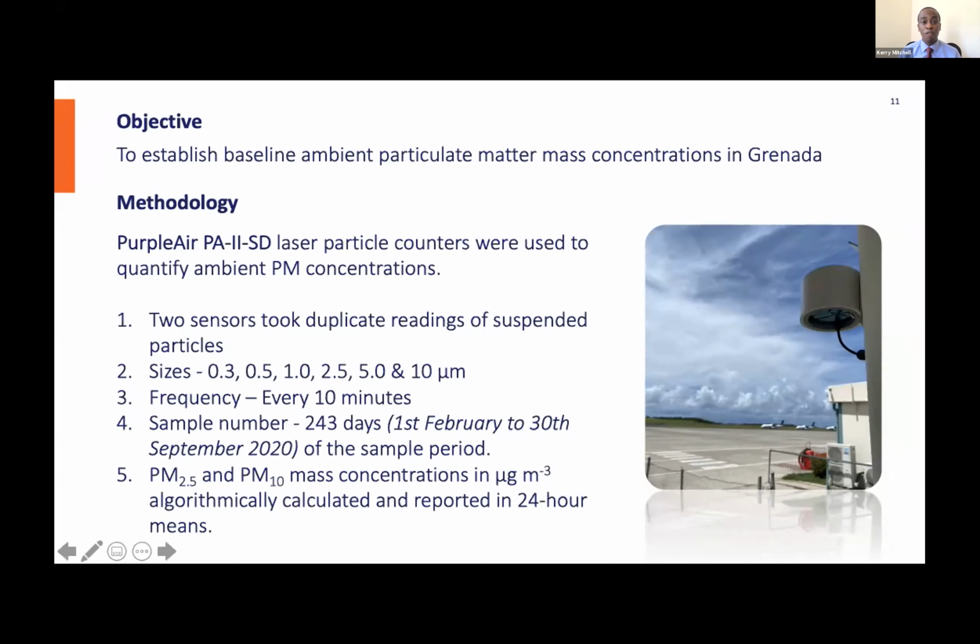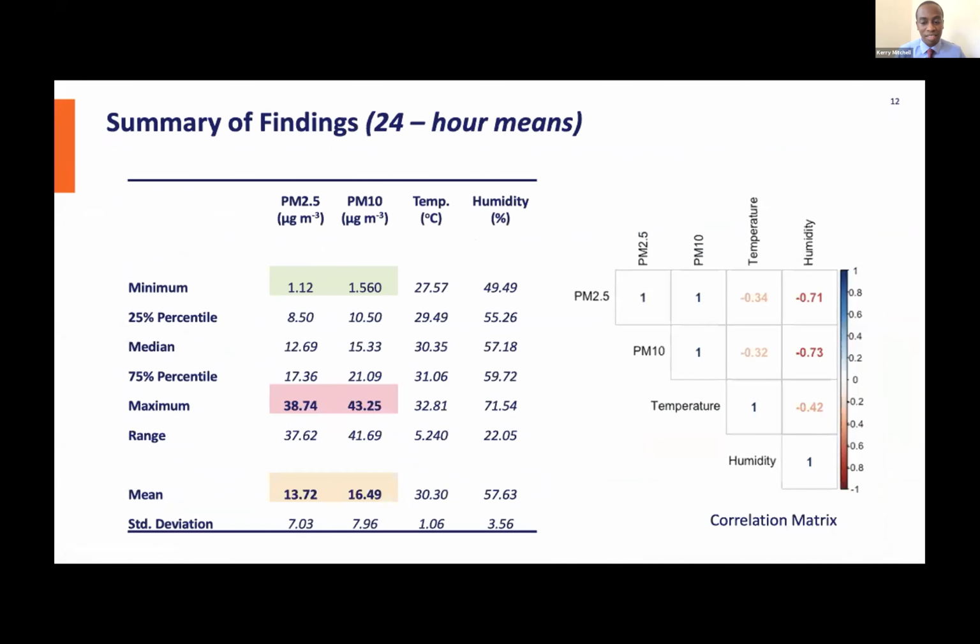So this is an example of one of our sensors that has been installed in the airport. So these are some of the findings that we found. Sorry for that redundancy. The mean PM 2.5 concentration was 13.72 micrograms per cubic meter. The mean PM 10 was 16.49 micrograms per cubic meter. Now, this sounds like a very arbitrary number, but this number is actually higher in the case of PM 2.5 than guideline values, the annual mean that's recommended. And I'll talk to you about that shortly.